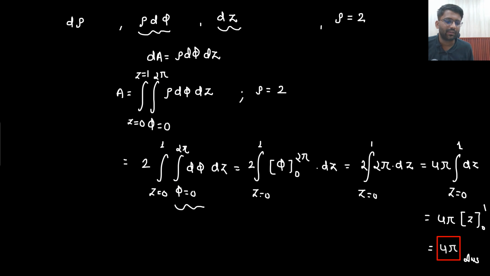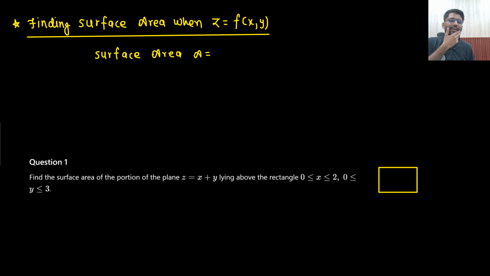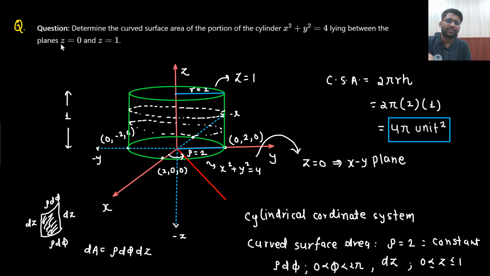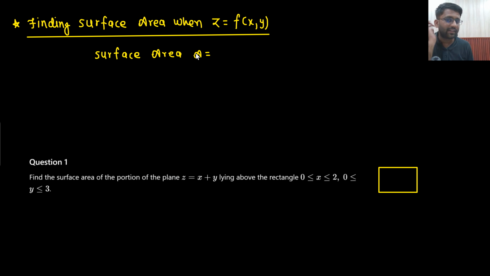Understandable? Well and good. Now, next topic, very important. You need to find out the curved surface area again, but this time z will be a function of x comma y. Here, was z a function of x comma y? No, z was constant, going from 0 to 1, with x square plus y square equals 4. But if z is a function of x comma y, then what will your curved surface area be?